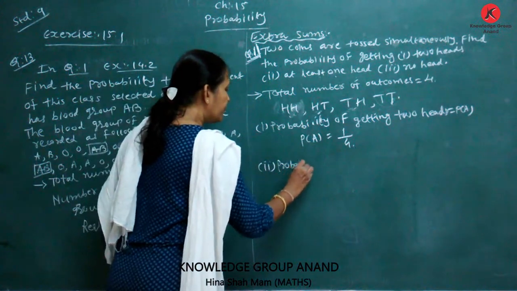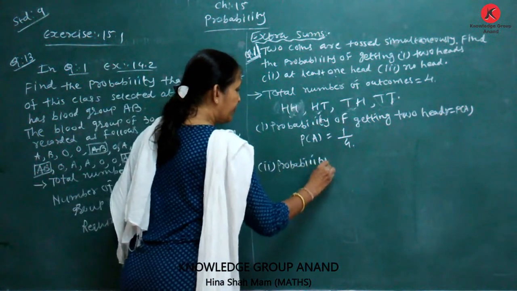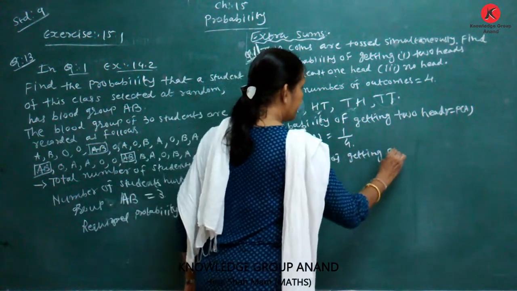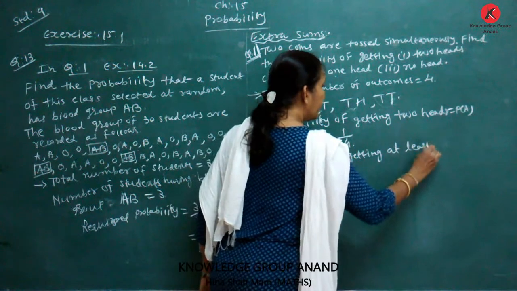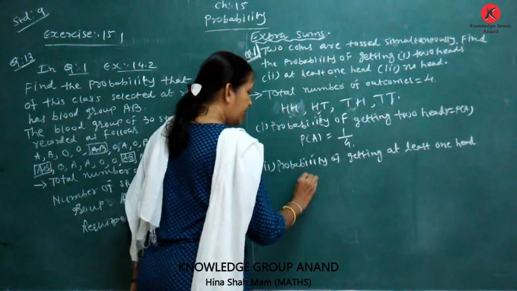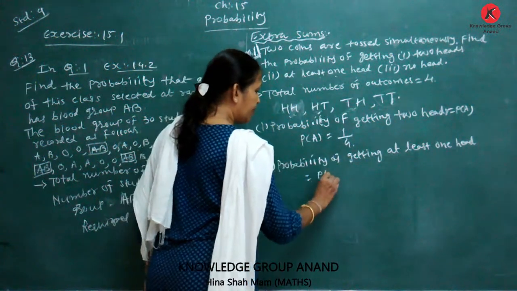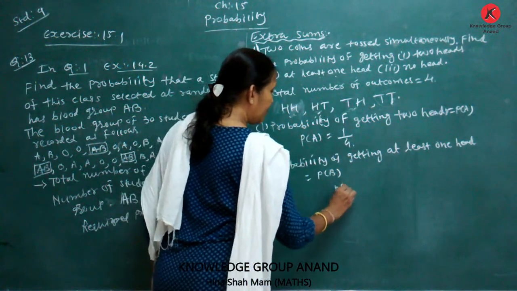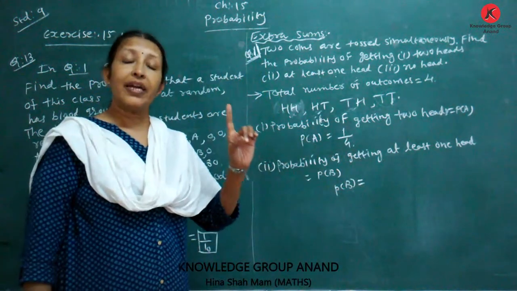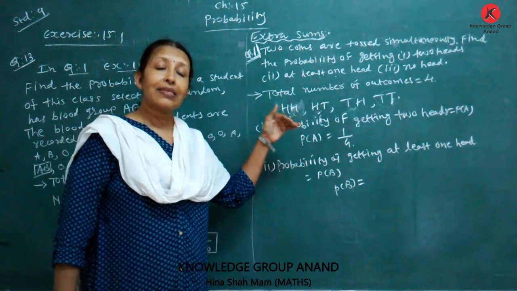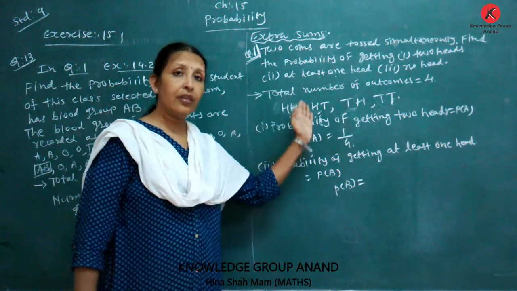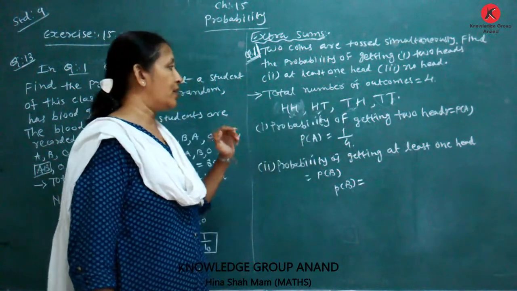Probability of getting at least 1 head is equal to P(B). Therefore, P(B) is equal to at least 1 head. That means less than 1 is not required. We get 1 or more than 1 head.